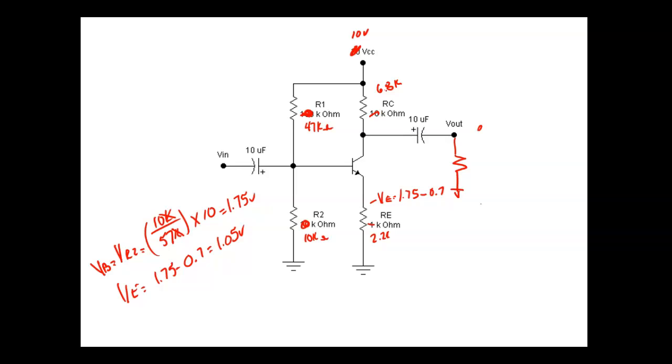You divide that by RE. Now we know the voltage drop across RE, and we know the size of RE. So IE is going to be equal to 1.05 divided by 2.2K. What's that? 400?